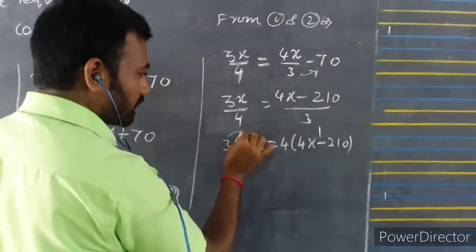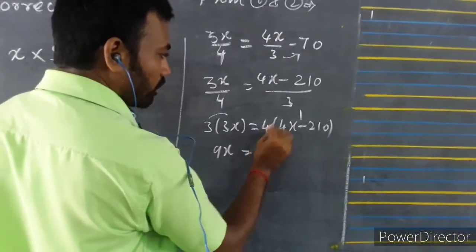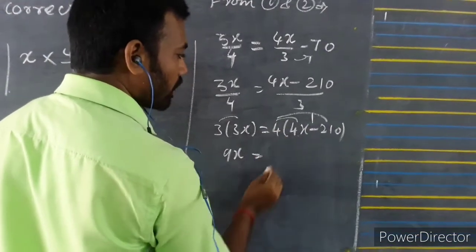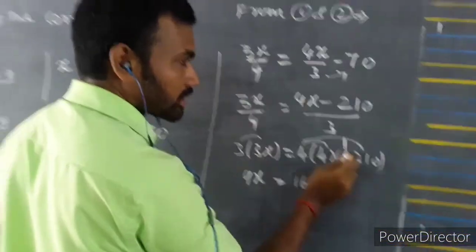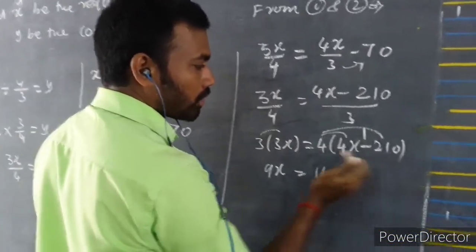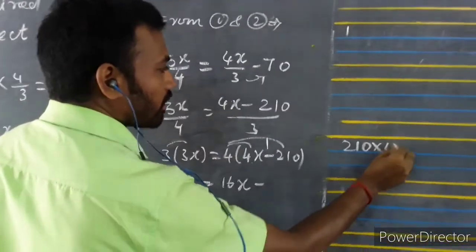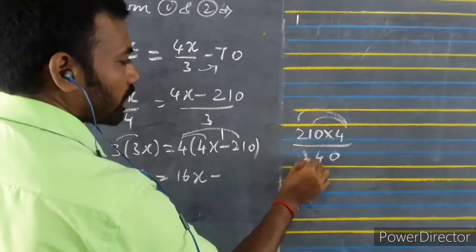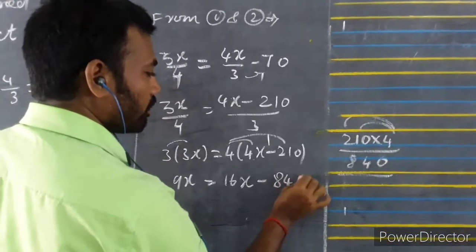So multiply inside 3. 3 into 3, 9x. Next, multiply 4 inside the 2 values. First, 4 into 4, the answer is 16x. So plus minus plus, to minus minus. So multiply 210 into 4. 210 into 4 is equal to 0, next 1s are 4, next 4 2s are 8. Therefore the answer is 840.